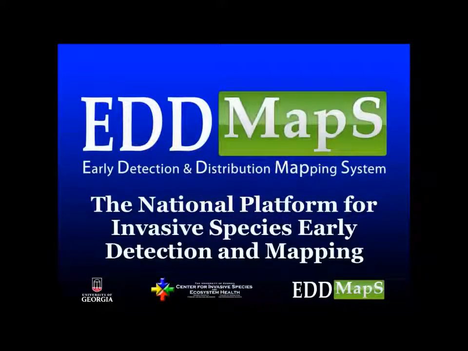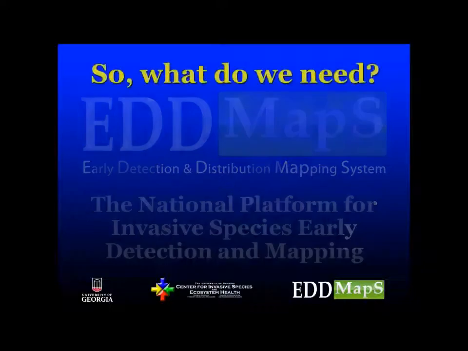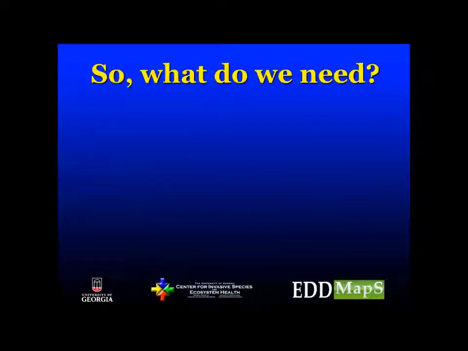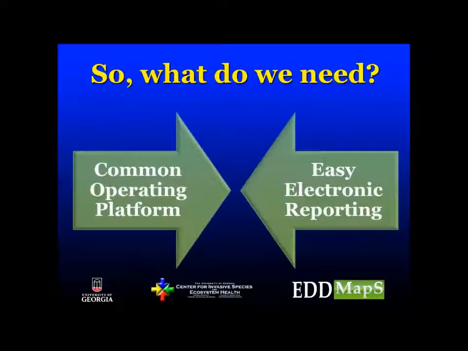So this platform that we soft launched in 2005 for the Southeast, and then it slowly grew from there to pretty much covering the entire United States, was built to do two things. We needed a common operating platform, and this came from a friend of mine in the Corps of Engineers. Everybody's got to exist on the same platform, and then have very easy electronic reporting. Make it simple from the web to report something, and there'd be a follow-up.